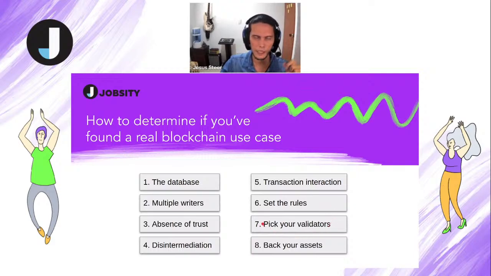The seventh is, in a normal project, like a public blockchain, like Bitcoin or Ethereum, all the computers working on the network validate the transaction. But for some custom blockchains, like those built with Hyperledger, you can choose who will validate your transaction. It depends on the use case. And the last one is to back your asset. Probably if you need some way to back a real off-chain thing, could be a house or could be a car, probably you can find a solution with blockchain.